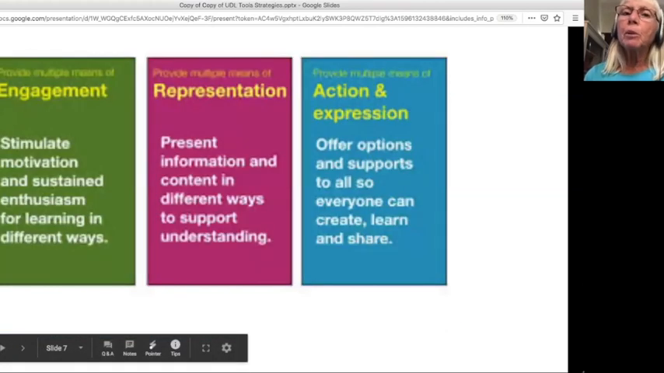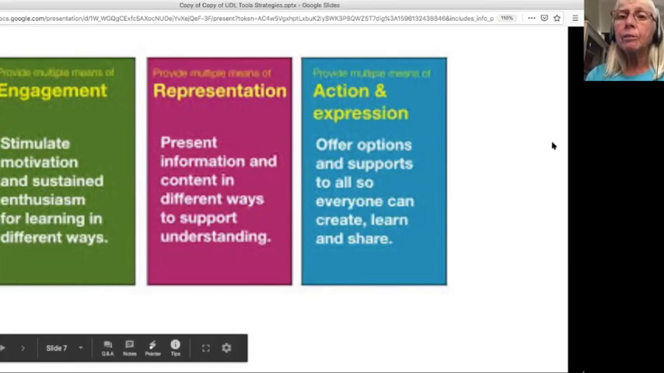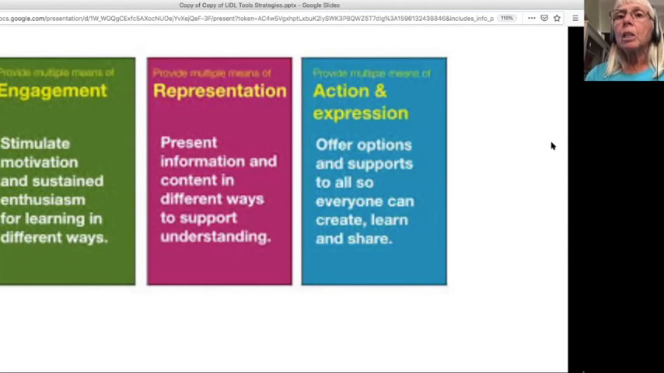All right, so I have a couple of graphics coming up that, I apologize for the resolution on them, but they were good at hitting the point I wanted to hit. So first we have providing multiple means of engagement. So this is one of the principles. So we have to stimulate motivation and sustain enthusiasm for learning in different ways. Well, of course, that looks different depending on grade level, depending on the students in your room, depending on what period you're teaching.